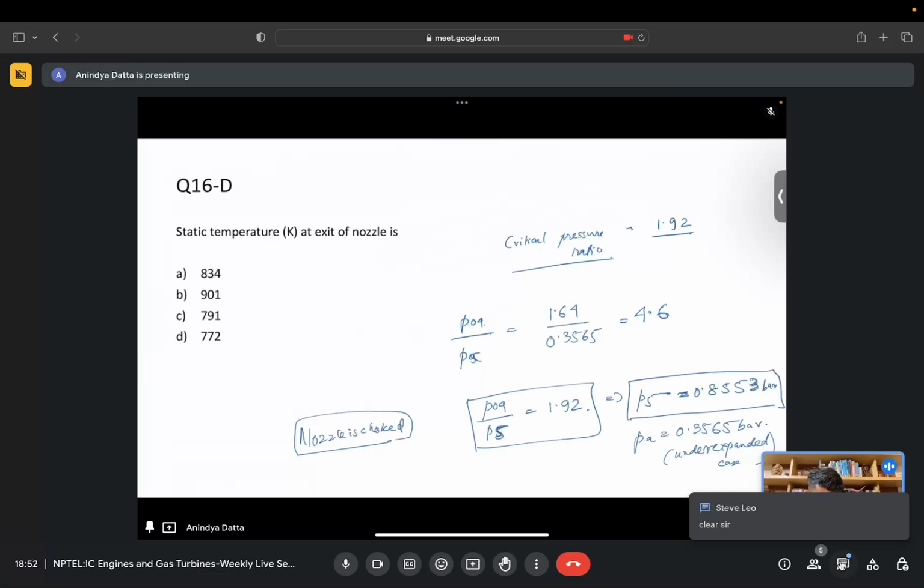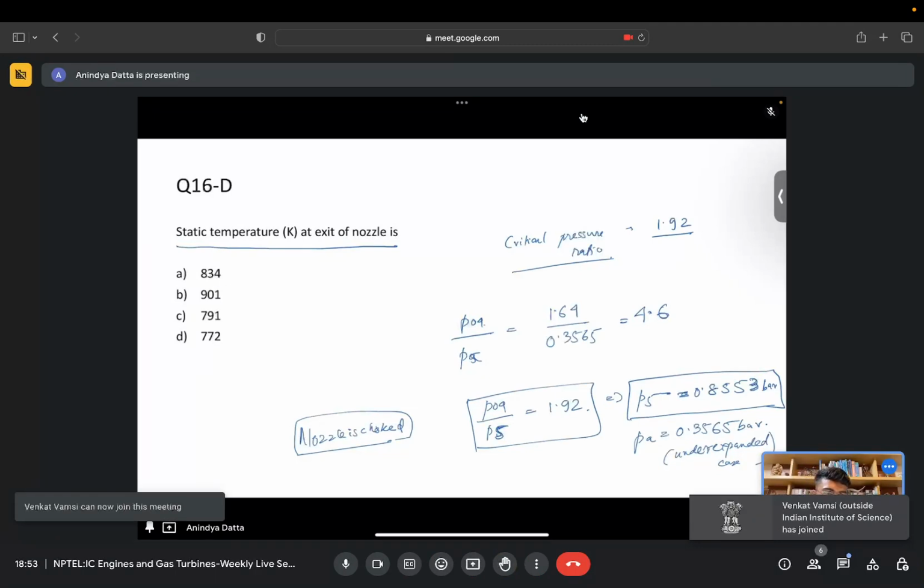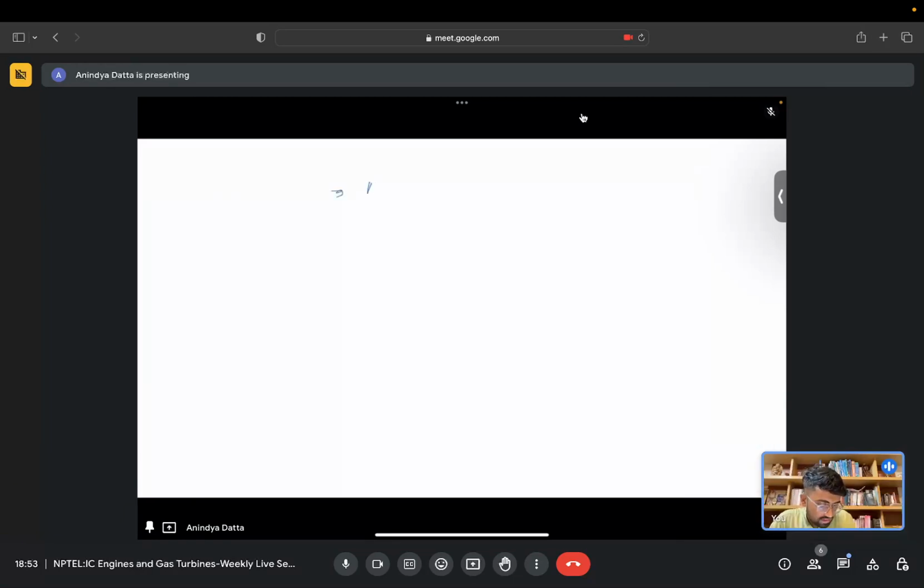Okay, so our question is to find the static temperature at the nozzle exit. Now we know from what we have seen that the nozzle exit condition is sonic, right?